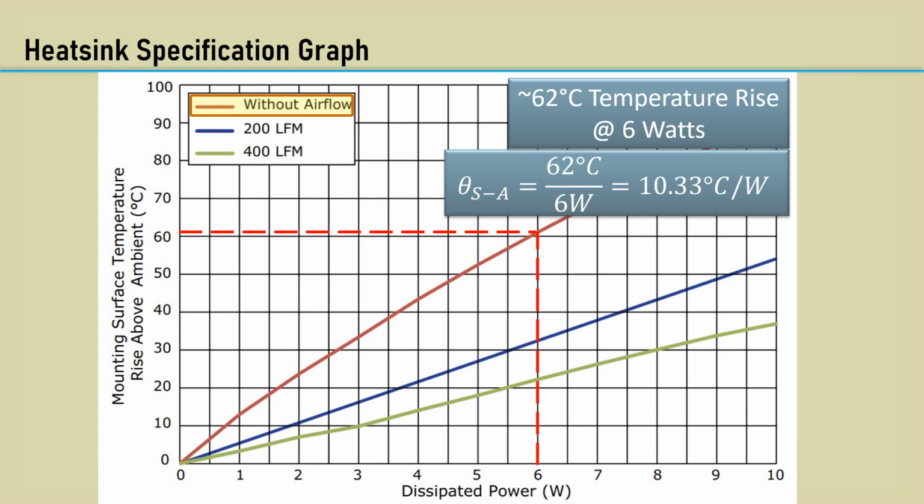Simple enough. This is fine for a one-time result, but imagine a design where the dissipation changes from one design iteration to the next, or imagine the same heatsink part number being used in multiple designs.